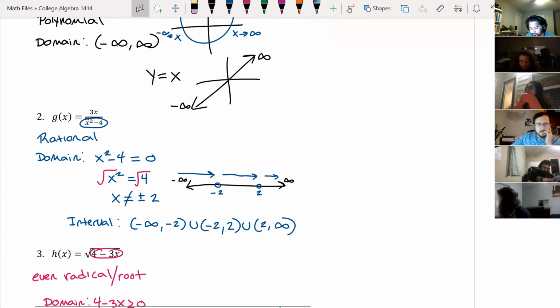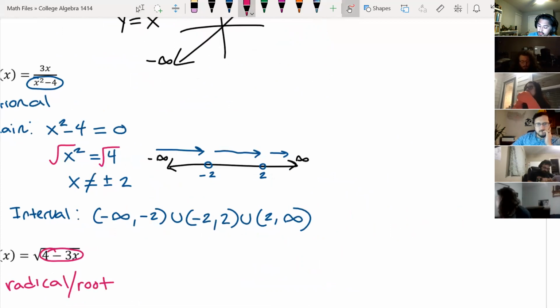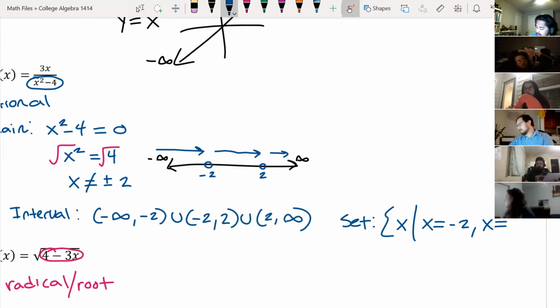Ooh la la. So for this one, if you wanted set notation, we would just say for all values of x such that x can't equal -2, x can't equal +2. That's it.